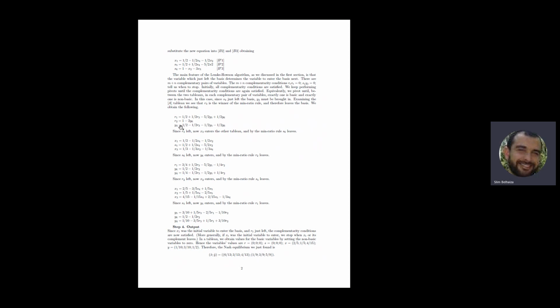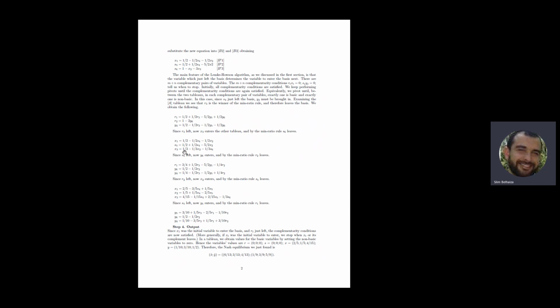Okay, and if R3 leaves the basis, you can make X3 enter the basis. And that's what it says here. Since R3 left, now X3 enters the other tableau. So from here, you can see that if X3 enters the basis, the minimum would be the minimum between 1/2, here there is no X3 in the second one, and here 1/3. So if X3 enters the basis, it would take the place of S6.